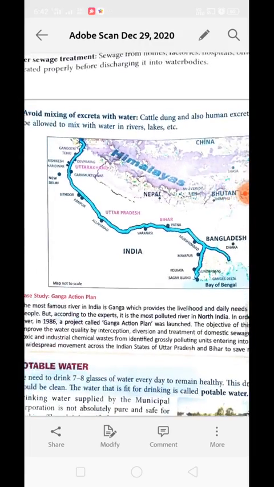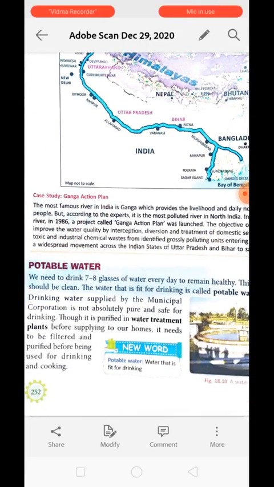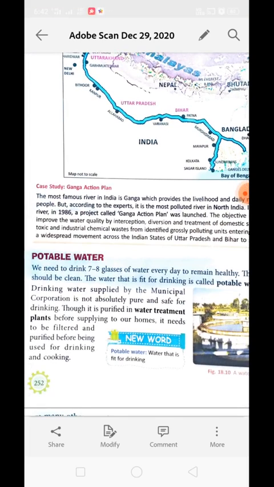Now next topic is potable water. Potable water means the water which is fit for drinking. We need to drink 7 to 8 glasses of water every day to remain healthy. Okay, drinking water supplied by the municipal corporation is not purely suitable for drinking. It is not safe for drinking. Though it is purified by a water treatment plant before supplying to our home, it still needs to be filtered before using for drinking purposes.